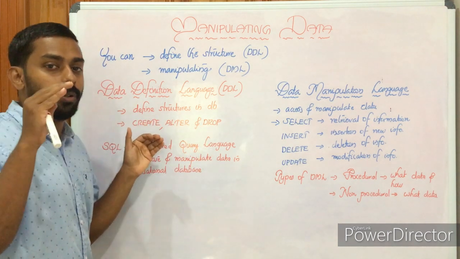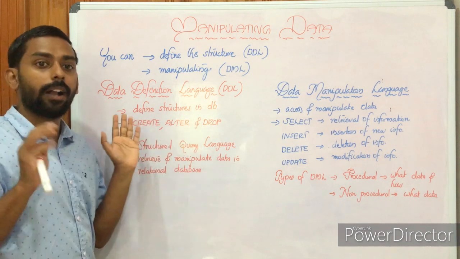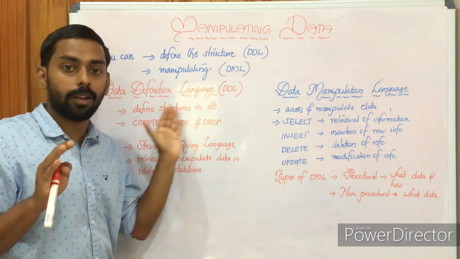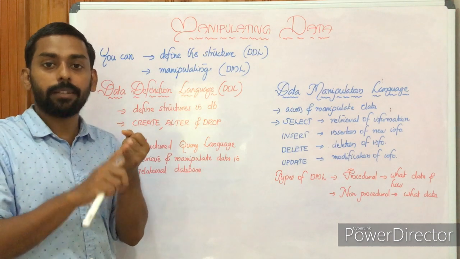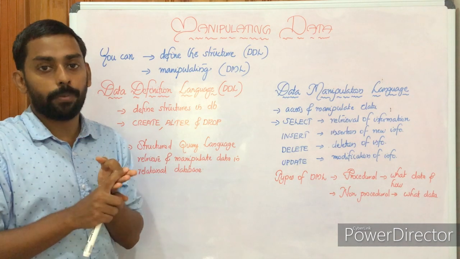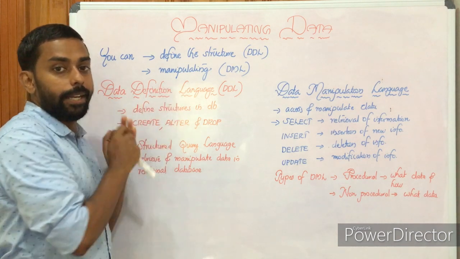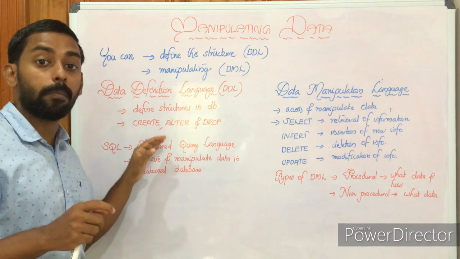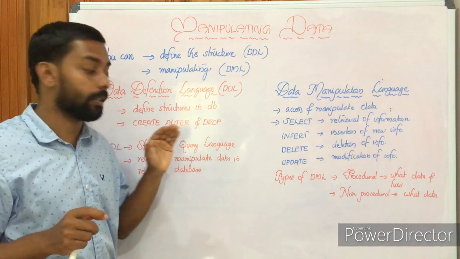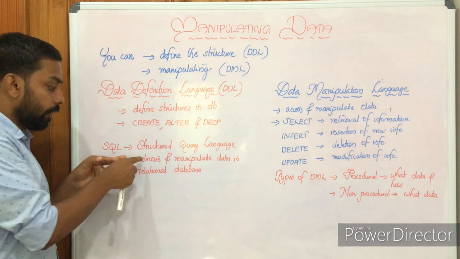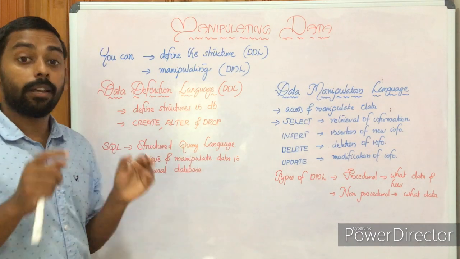It is very easy for you to remember it. CAD, card, DDL, data definition language, card. C stands for create, A stands for alter and D stands for drop. So these are the commands in DDL. And we know DDL and DML both are subsets of structured query language. What? SQL, structured query language, and it is a language used to retrieve and manipulate data in a relational database.